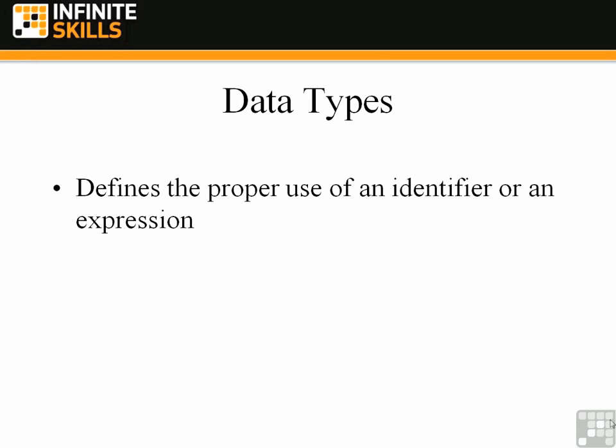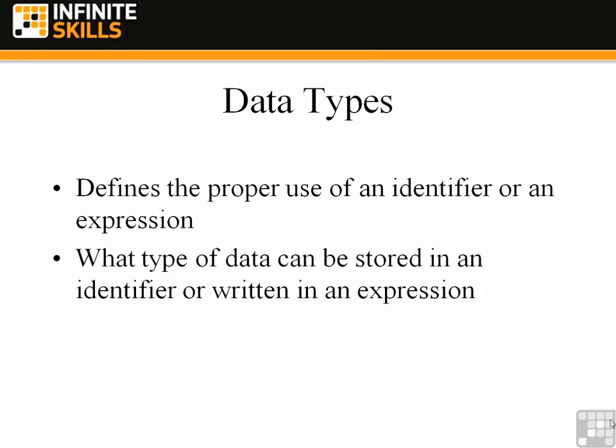An identifier is something like a variable or another keyword or command. An expression is like an arithmetic expression, 2 plus 2. Or in the example we saw earlier with the Hello World program, the string Hello World is also an expression. So a data type determines how an identifier or an expression can be used.